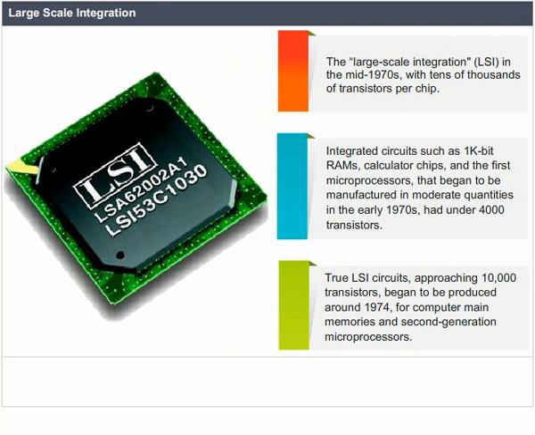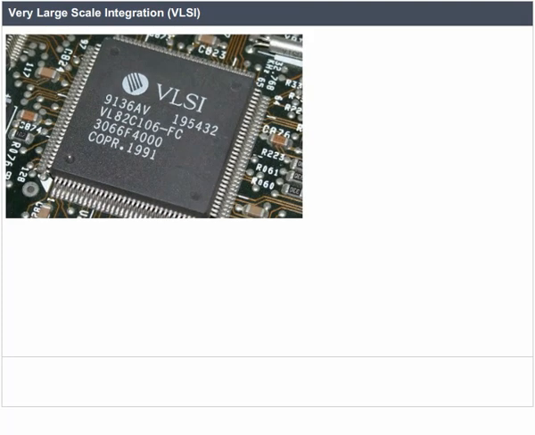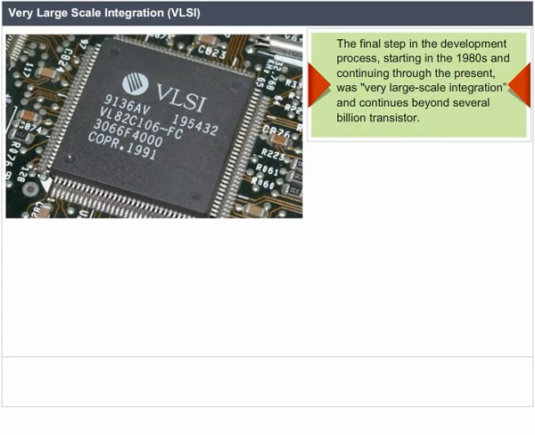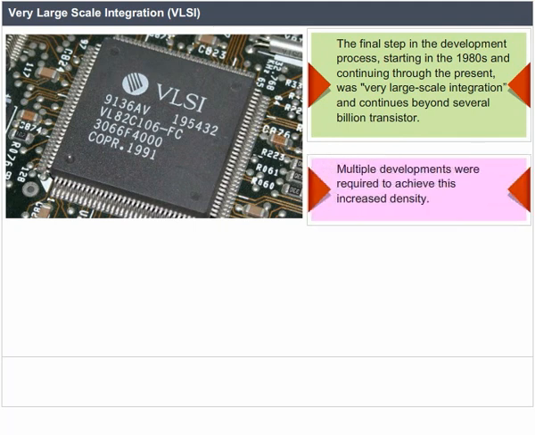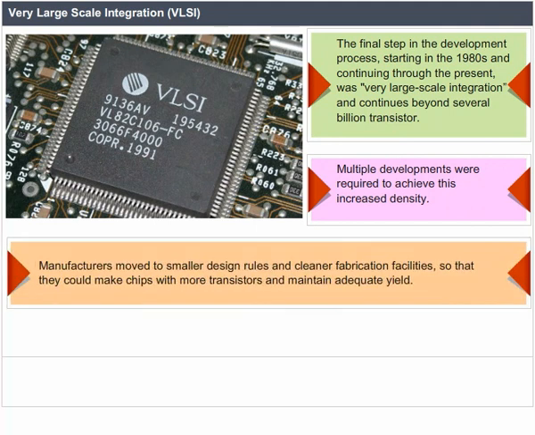Very large scale integration, VLSI. The final step in the development process, starting in the 1980s and continuing through the present, was very large scale integration, and it continues beyond several billion transistors. Multiple developments were required to achieve this increased density. Manufacturers moved to smaller design rules and cleaner fabrication facilities so that they could make chips with more transistors and maintain adequate yield.